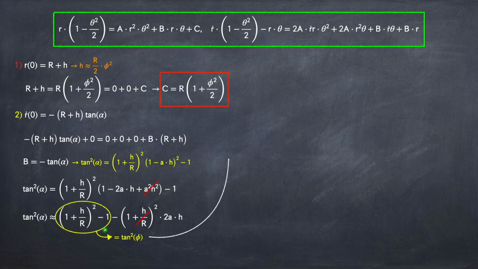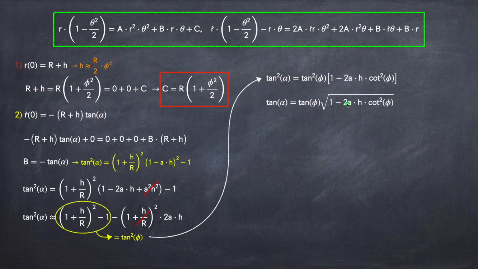So now I'm going to rewrite this with tangent squared phi, which I'm going to pull out in front of everything. So this term is tangent squared phi. I've pulled it out, so I just have a 1. Then I'm pulling out tangent squared phi from this term, which means I'm going to divide by tangent squared phi, which is the same as multiplying by cotangent squared phi. Now we don't want tangent squared of alpha, we want tangent of alpha. So let's take a square root.